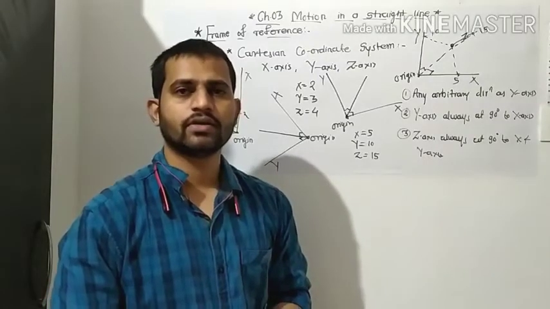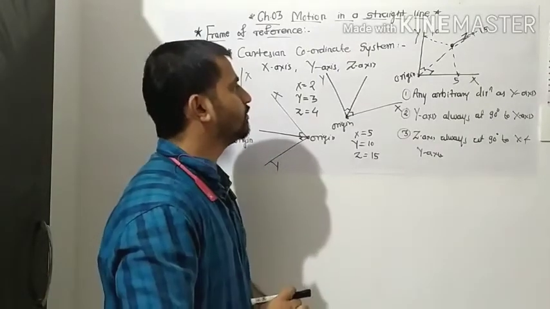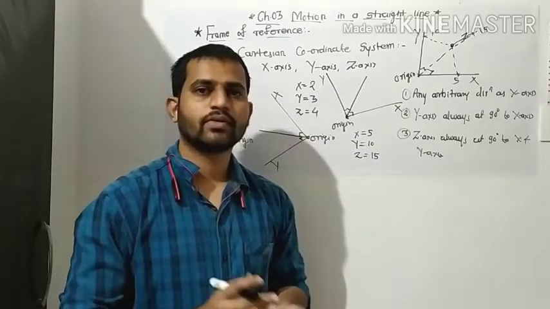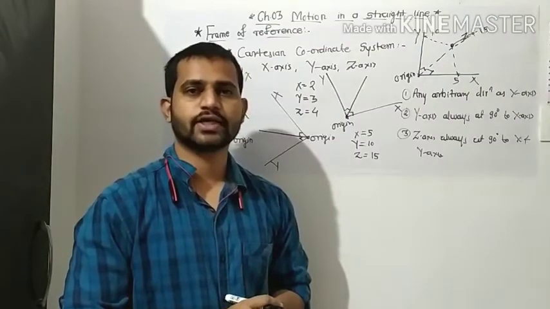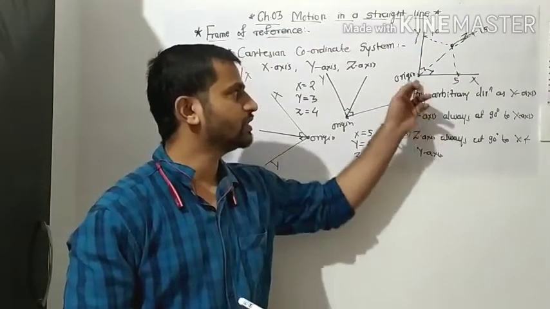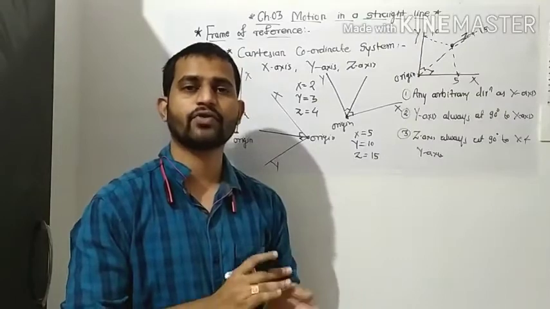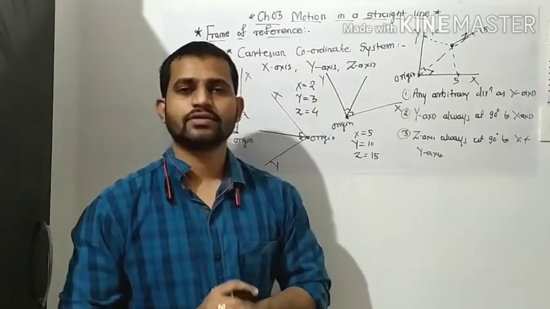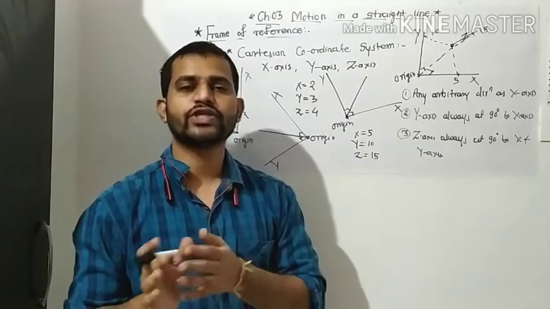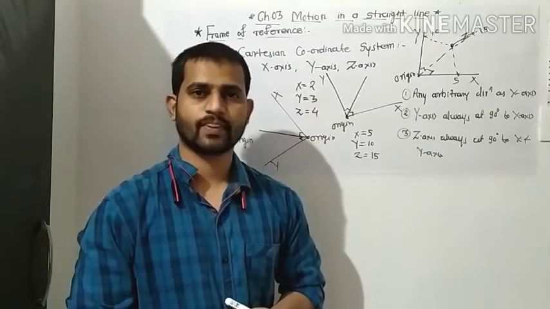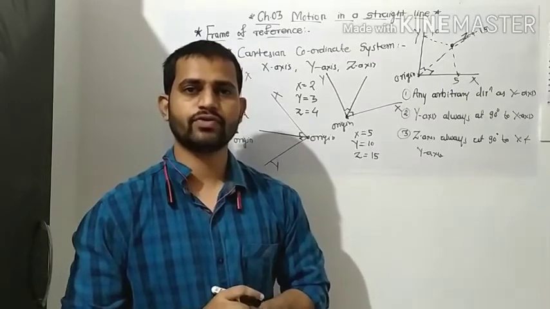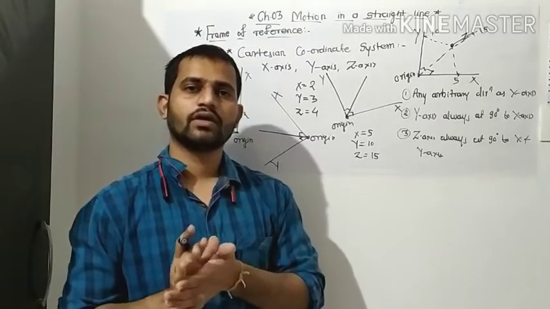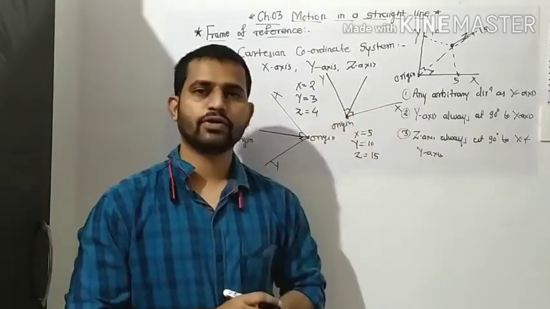Now what is necessary in a frame of reference is which body we are considering as the frame of reference. Here we are considering this origin as the one frame of reference, and accordingly we are going to check where the location of that point is, or up to which point we have to go. So depending on this, we can find the location of that particular point.